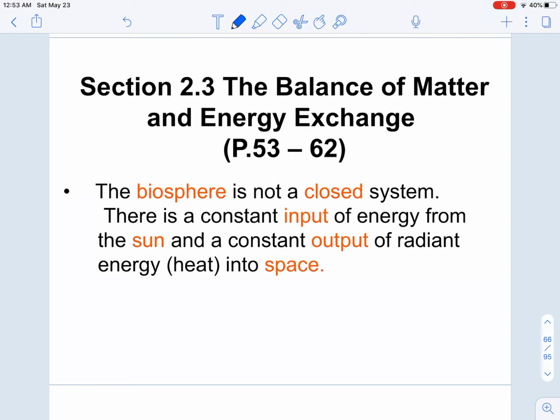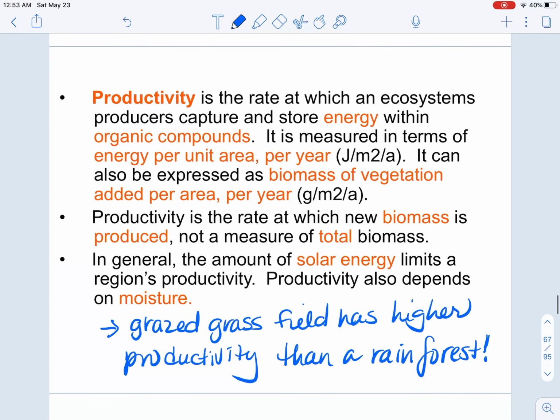And just a quick last little topic, starting out with how the biosphere is an open system where sunlight comes in and heat radiates out into space. We talk about that sunlight energy coming in and increasing productivity. You should know that word as how much vegetation grows in a year. So they look at how much new biomass continues to grow.